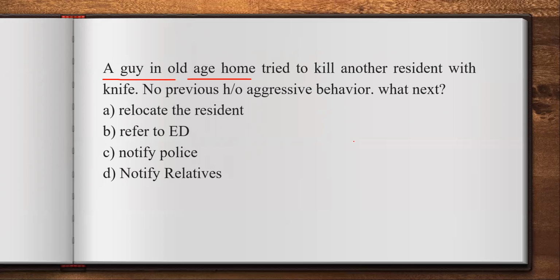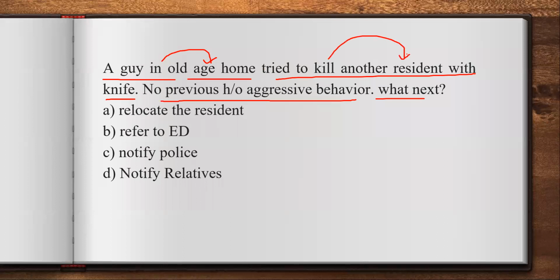A guy in an old age home tried to kill another resident with a knife. No previous history of aggressive behavior. What next? So in the old age home, the patient tried to kill another resident. So it's a homicide, or homicidal attempt, right? What do you want to do? You want to relocate the resident, refer to the ED, notify police, notify relatives. What's your next step? Because it's a homicidal case, you should notify the police first. And obviously this patient also needs to go to the ED.